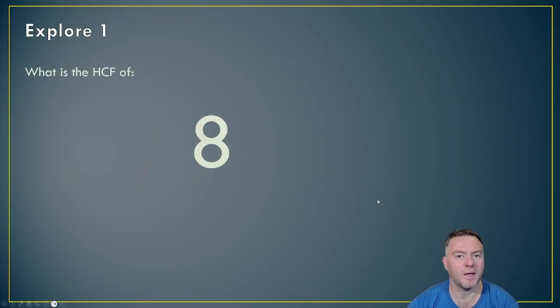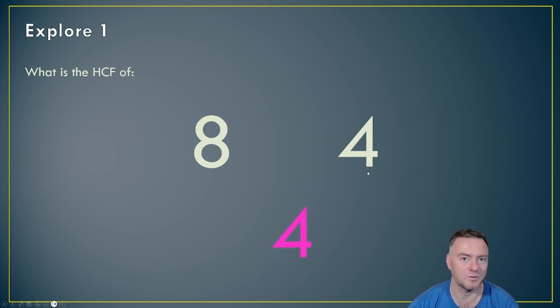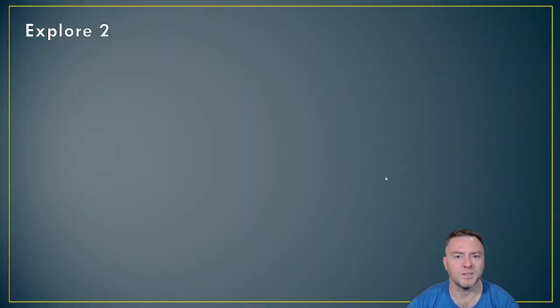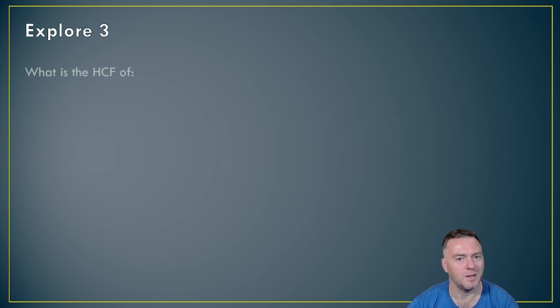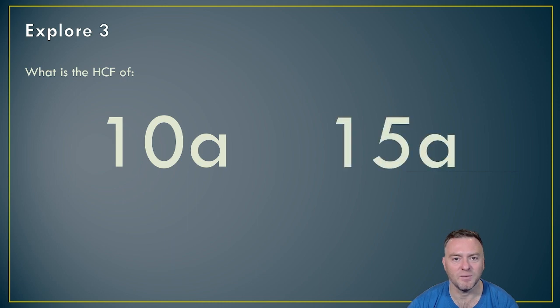So next one, if we had the highest common factor of 8 and 4, this one should be a little bit easier because this is the times table of this one. So it is just 4. If we had to then go off and find the highest common factor of 10 and 15, so the largest number that can go into both of those numbers, that would be 5.